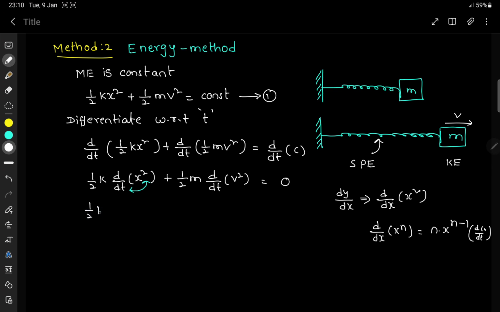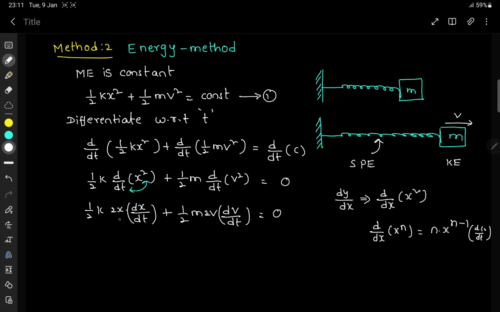So half k into d by dt of x square. x square means 2x, into, again, with respect to what you differentiate, you have to show dx by dt, plus half into m into 2v, and after that, with respect to what you are differentiating, you have to show dv by dt, equals 0.